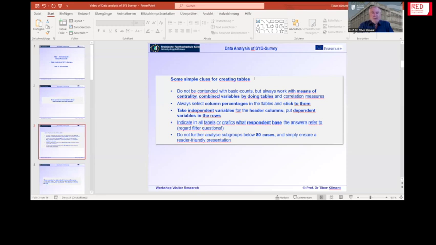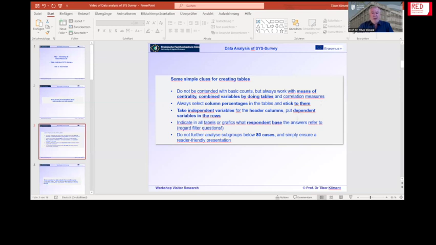You can do this by creating percentages. These percentages may be column percentages, row percentages, or total percentages of the whole table. The recommendation here is always select column percentages and stick to this kind of presenting your results.